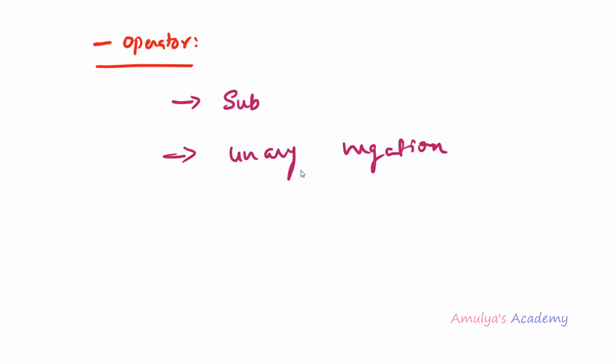Unary plus operator doesn't have any effect on the operand, but the unary negation operator produces the negative of the operand. It will give the negative value of the operand. If I write minus 5, it is nothing but the negative value. If I have a equal to 10 and now if I write minus a, it will be minus 10, negation of 10.